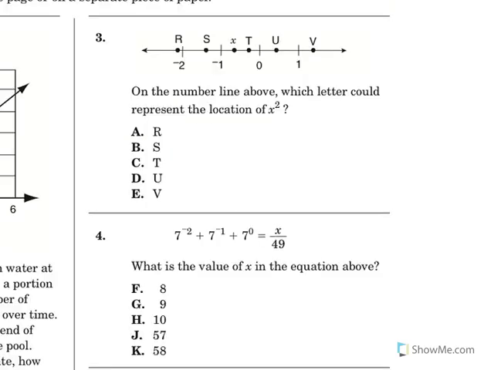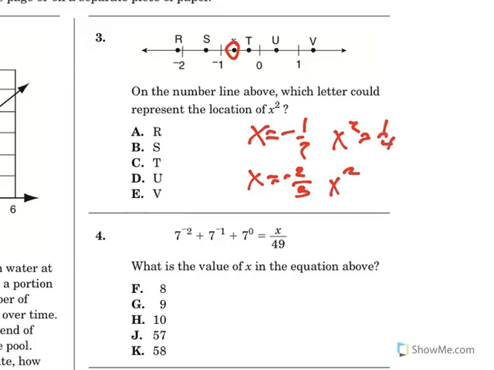All right, for the next one, this is a pretty easy one. It says, what could be x squared? We can make x negative half, or negative 2/3. It doesn't really matter, I'll do both. Then x squared here would be a fourth, and x squared here would be 4/9. The point is that if x is between 0 and negative 1, x squared is going to be between 0 and positive 1, so the only answer choice between 0 and positive 1 would be U.